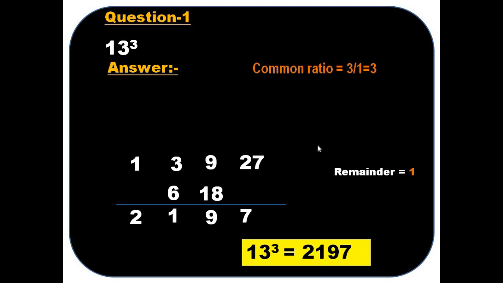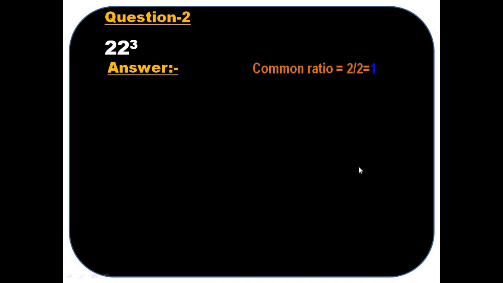Question number 2. 22 cube. As before, we are going to find the common ratio. Second number divided by the first number, that is 2 divided by 2, it is 1. Now first step, what is the number in the tens place? It is 2. So you just write the cube of that number. 2 into 2 into 2, that is 8.